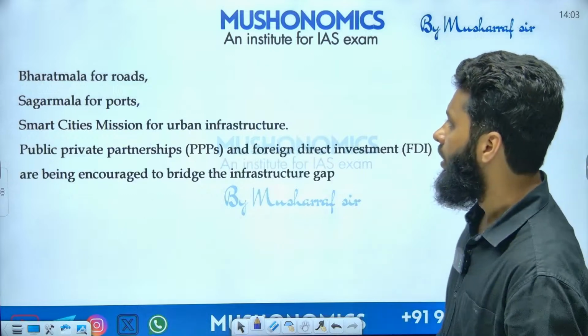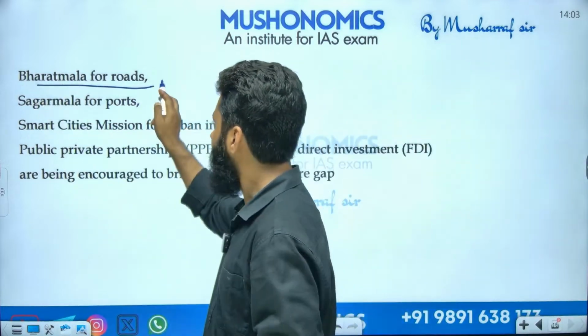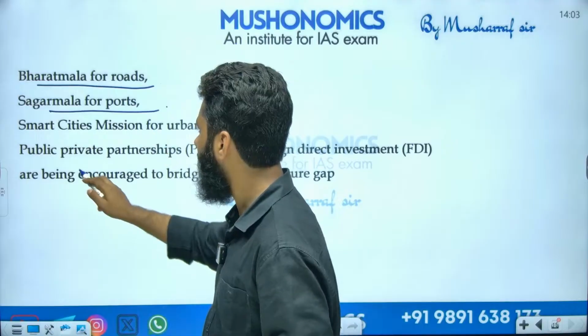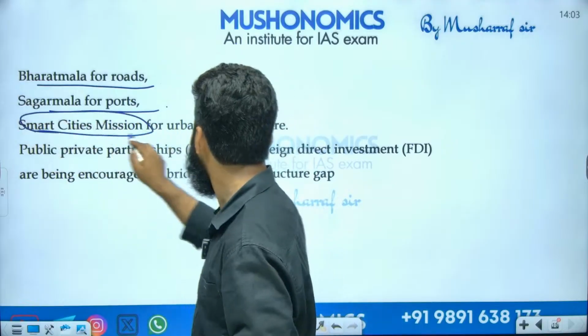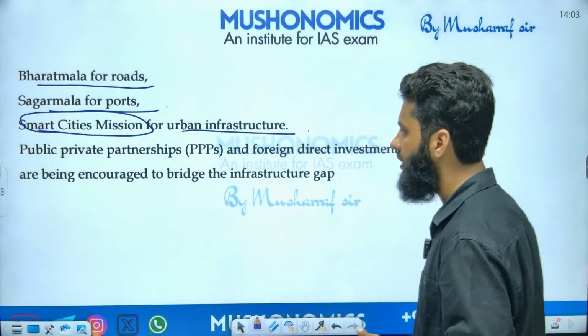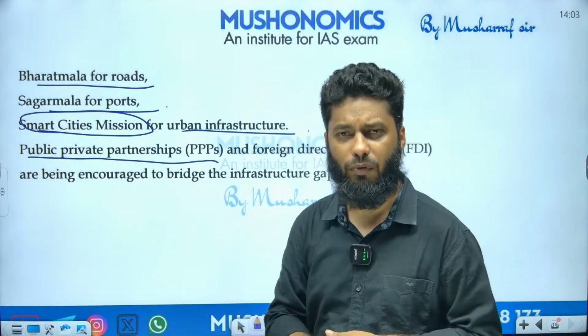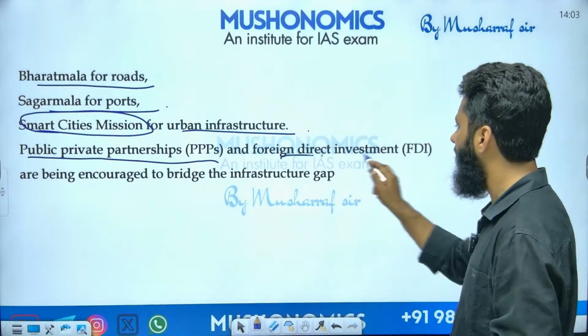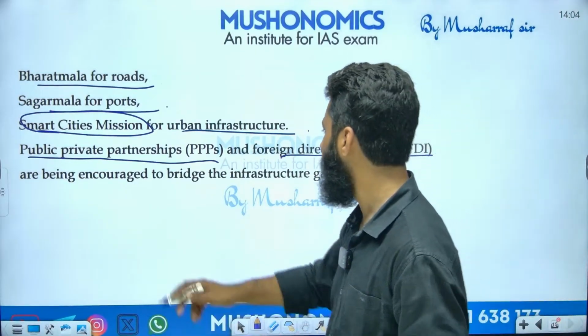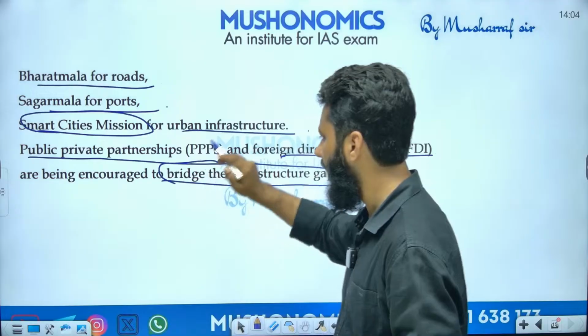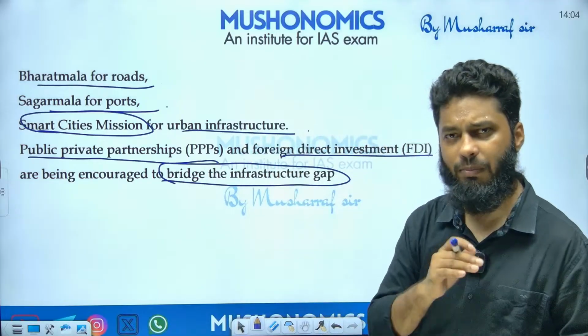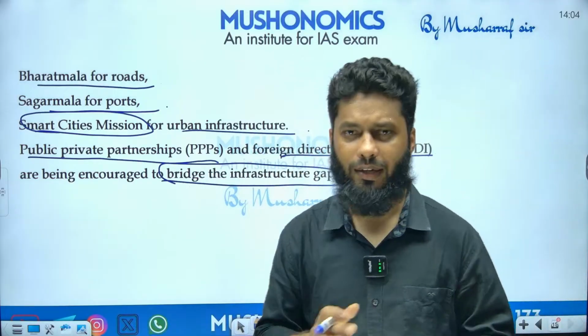So for example, when we talk about infrastructure, this is Bharatmala for roads, Sagarmala for ports, smart city missions for urban infrastructure, and public-private partnership for development of roadways, etc., and other projects. And foreign direct investment is being encouraged to bridge the infrastructure gap. So this is how infrastructure gaps can be bridged, right? So this is how you can write about this.